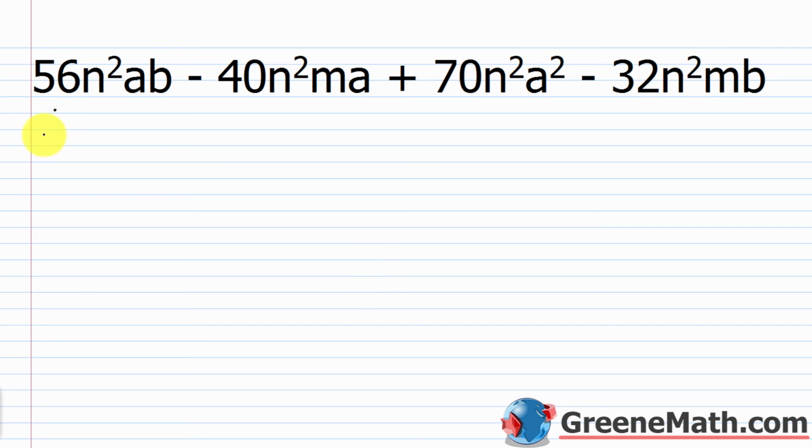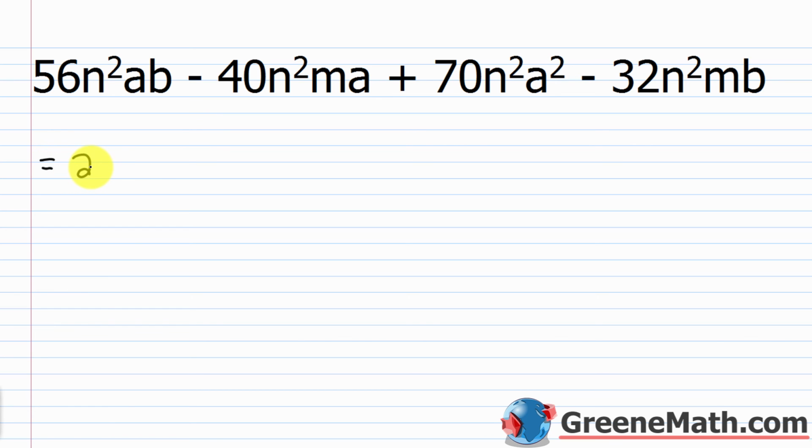56 I know is 8 times 7. And I know 8 is 2 cubed, but let's not go that far. 40 is 8 times 5. 70, I would think about 10 times 7. And 32 would be what? 8 times 4. Now, forget about the 7 and the 5. That's not going to work. Everything is divisible by 2. I can pull out a 2 to begin.